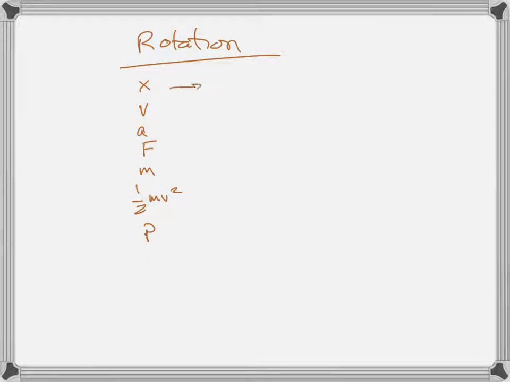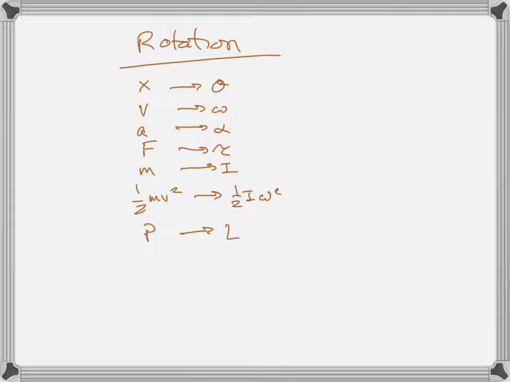And the rotational equivalent is theta, omega, alpha, torque, moment of inertia, and there's a rotational kinetic energy, which is not 1/2 m, but 1/2 I, moment of inertia, omega squared, and for momentum, there's angular momentum. So those are the rotational equivalents.